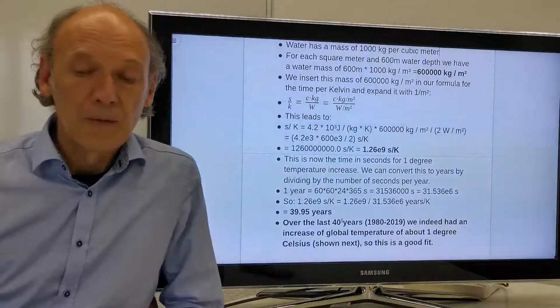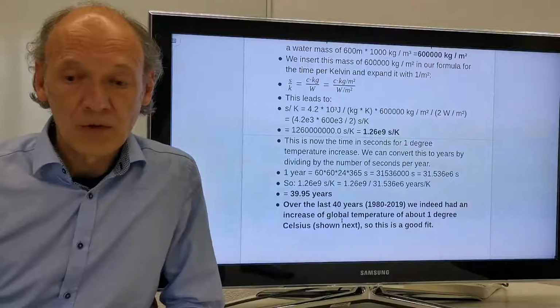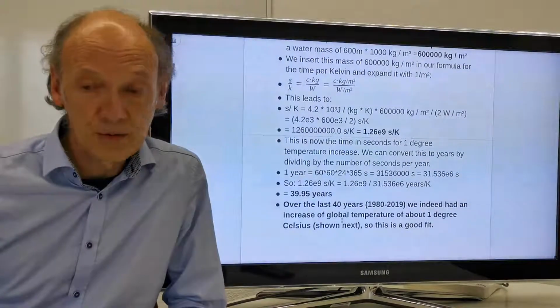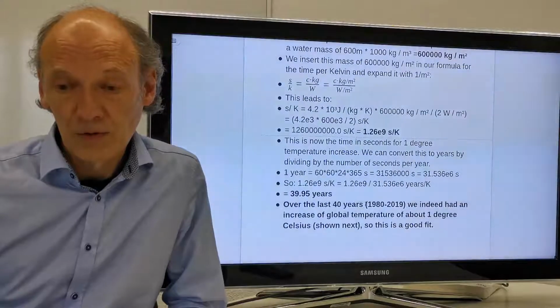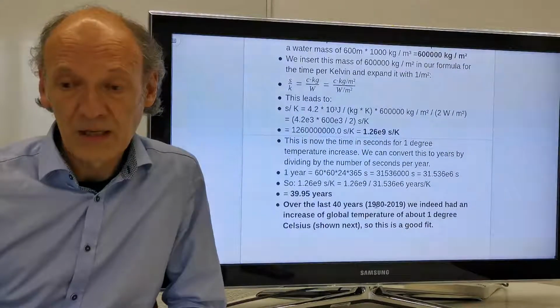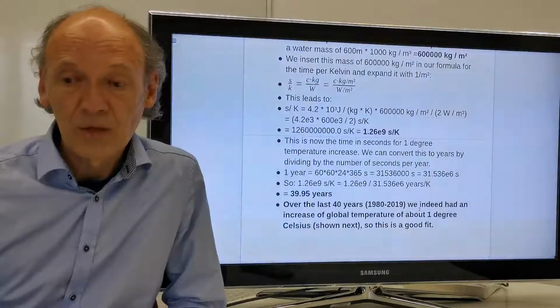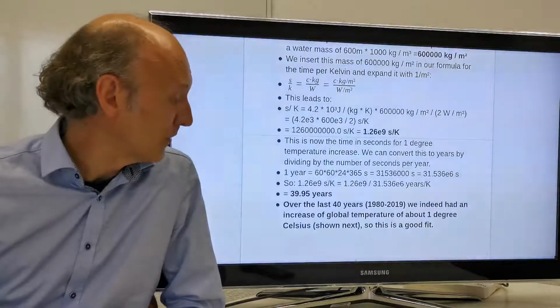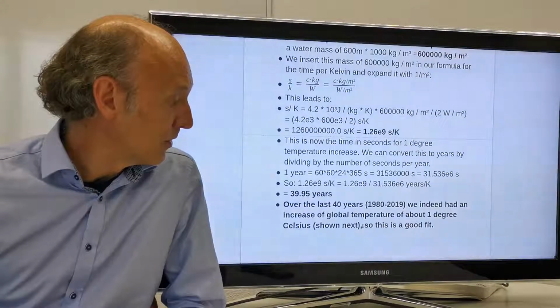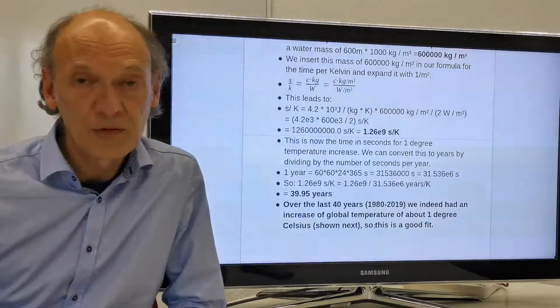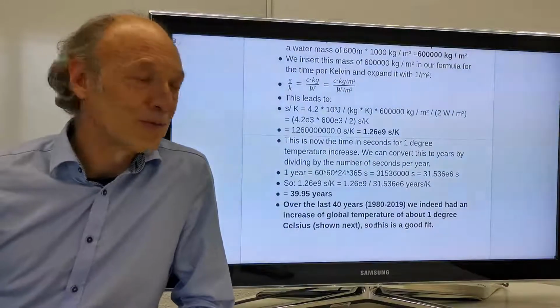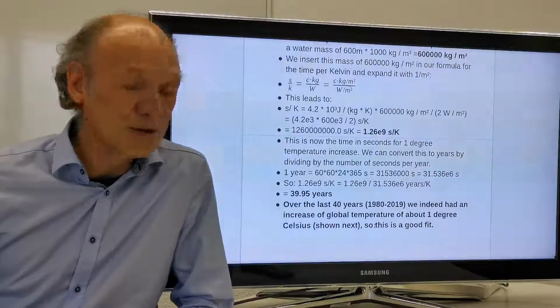So that means over the last 40 years, we would expect a heating of about 1 degree. And we can check it out. And indeed, from 1980 to 2019, we had an increase of the global temperature of about 1 degree Celsius, which we can see next. So this tells us this is actually a good fit. So we did a good calculation here.